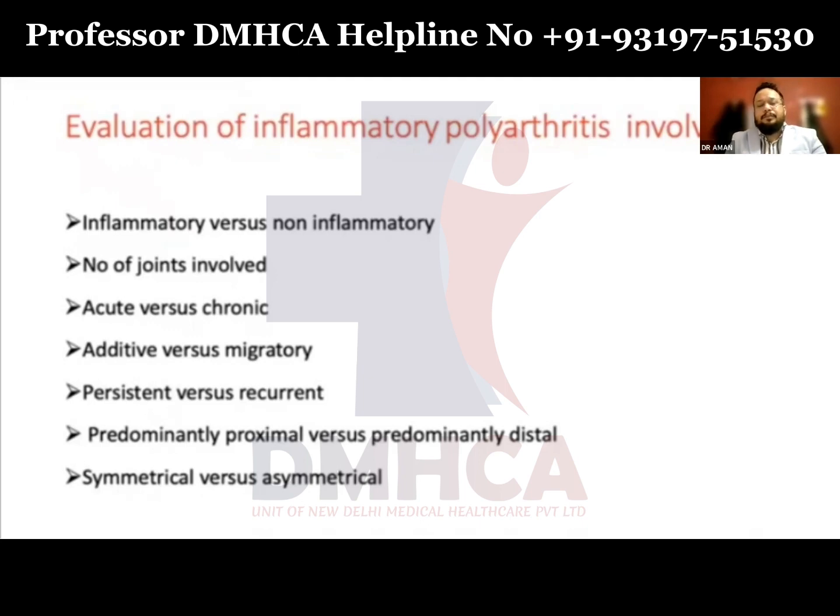Predominantly proximal versus predominantly distal. What is proximal? What is distal? Distal joints are those far away from the midline of the body, and proximal joints are those close to the midline of the body. Symmetrical versus asymmetrical means if both hands have the same arthritis, it is symmetrical. If only one hand has arthritis and the other hand is normal, it is asymmetrical.